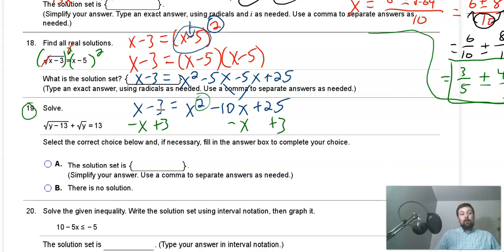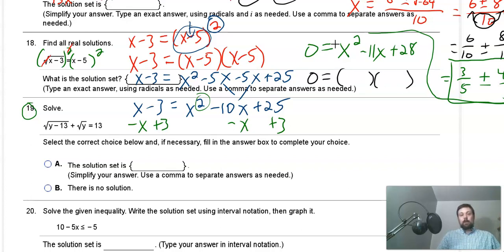So I've got to get 0 on one side, so I'm going to zero out the left-hand side. So I get 0 equals, we'll still have x squared. Combine these together, I get negative 11x. Combine these together, I get plus 28. And I'm going to try to factor this. If I can't factor it for some reason, I would use the quadratic formula.